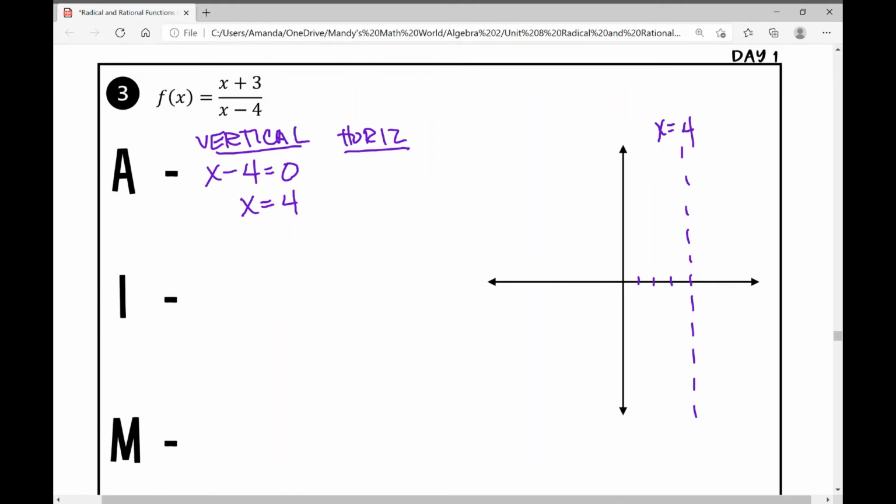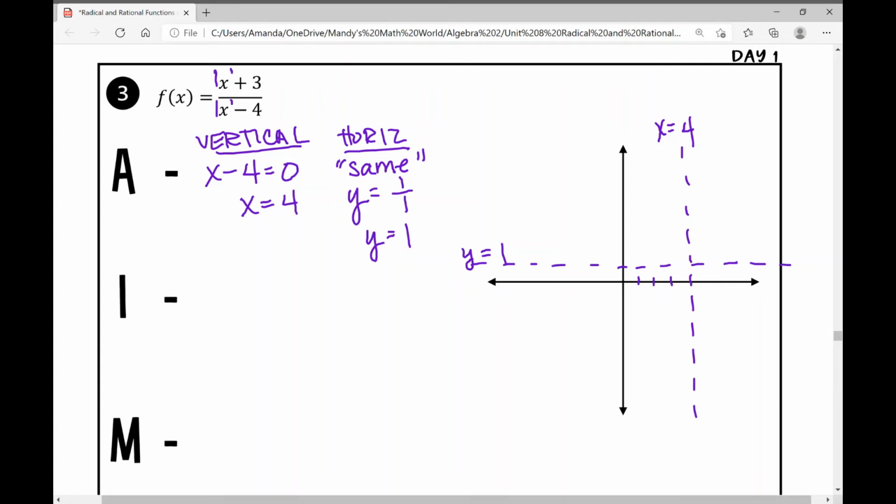Now let's look for a horizontal asymptote. So would you say this is the same, or is there more on bottom when we talk about that highest exponent? It's the same, right? X to the power of 1, x to the power of 1. And because it's the same, this horizontal asymptote is the ratio of the first terms, which is 1 over 1, which is just 1. So this horizontal asymptote is actually y equals 1.